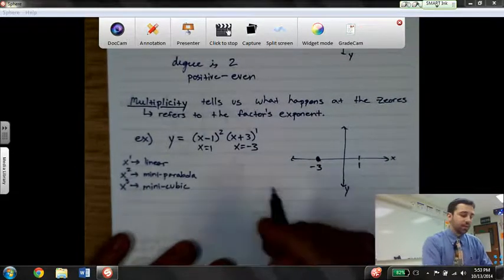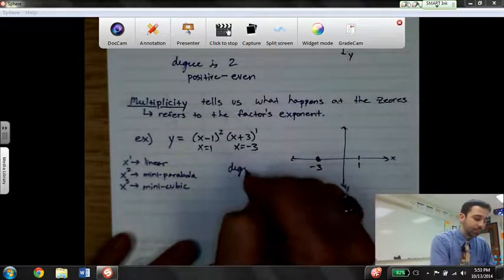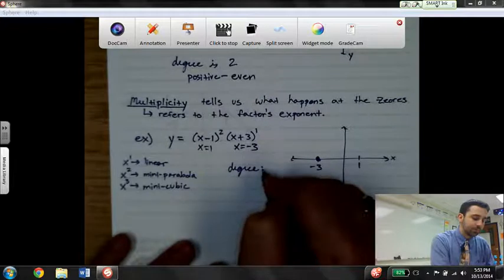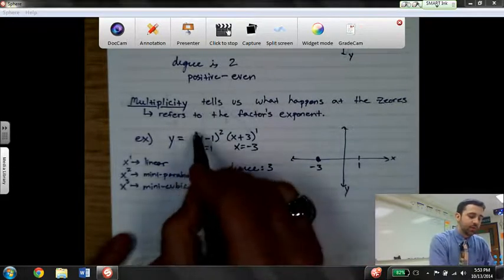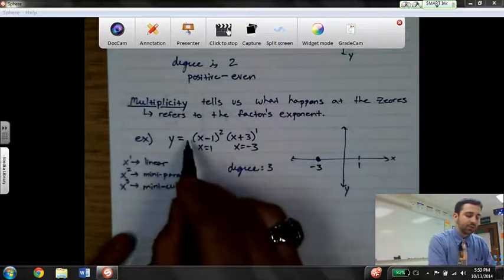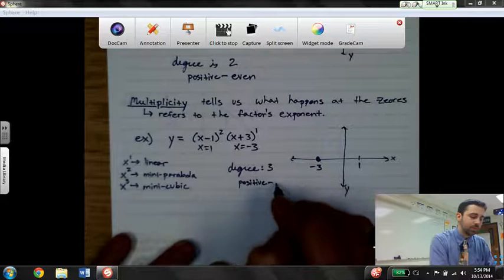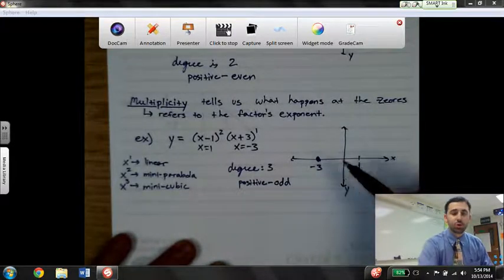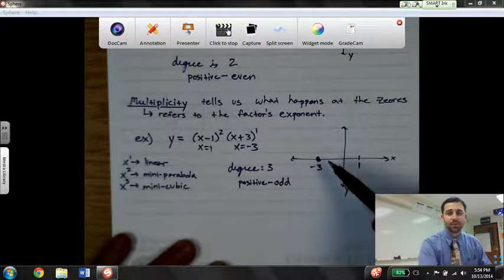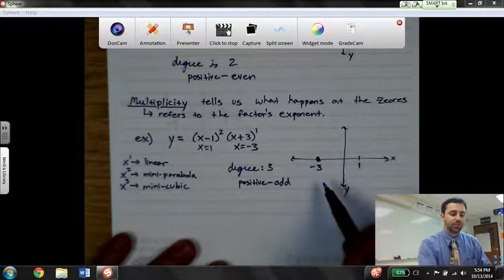and then looking at the leading coefficient and degree. My degree here, I add my exponents, is 3. The leading coefficient is positive, so it is a positive odd function, meaning it's going to look like a typical cubic where it rises from the left and continues, and the directions are different.